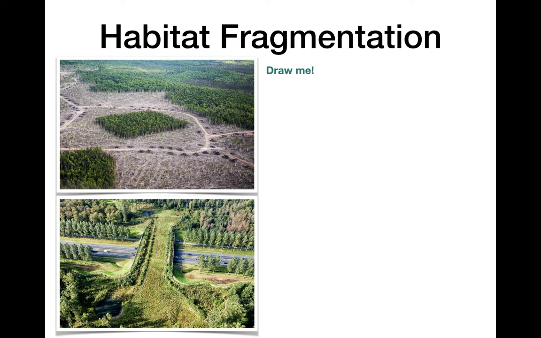Okay, so habitat fragmentation. To draw something like this, you have a piece of habitat that's intact, surrounded by empty area. Or you can draw it like this, which is called a corridor, connecting two habitat fragments with a corridor or like a land bridge. Either one, you can just draw a sketch of what it looks like for your notes.